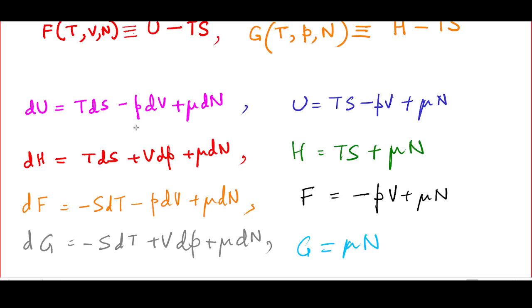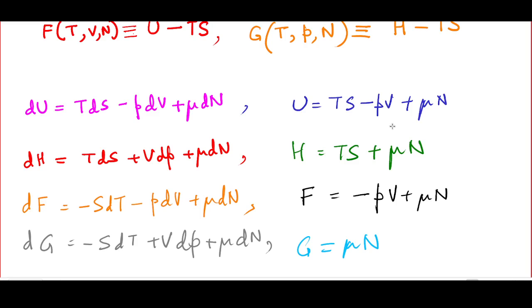If you wanted pressure as a function of temperature, volume and n, you would have to eliminate s between these two expressions. Now, similar to dU, dH, dF and dG all have rather simple looking differentials. The fact that dH has a plus VdP instead of the minus PdV of dU means that if you were to differentiate H with respect to pressure holding entropy and n fixed, you are going to get the volume, and so on.